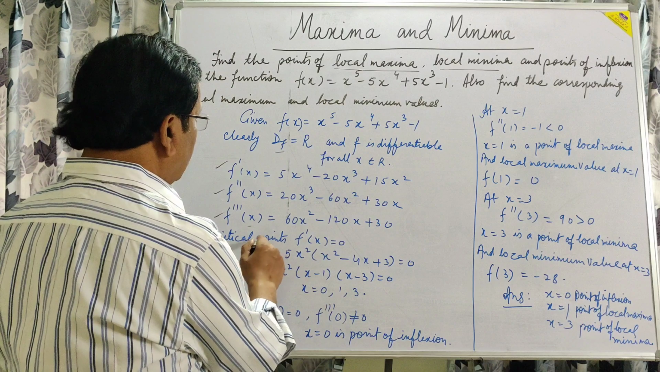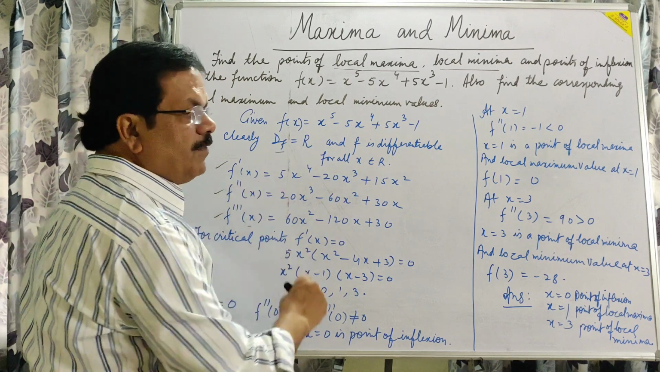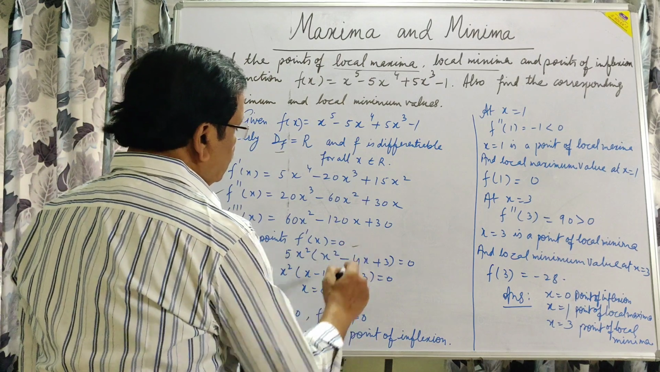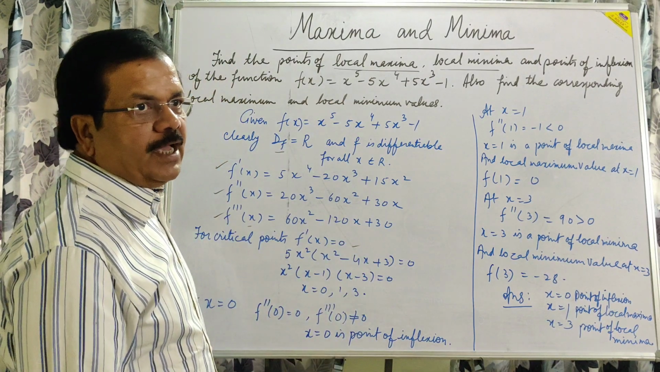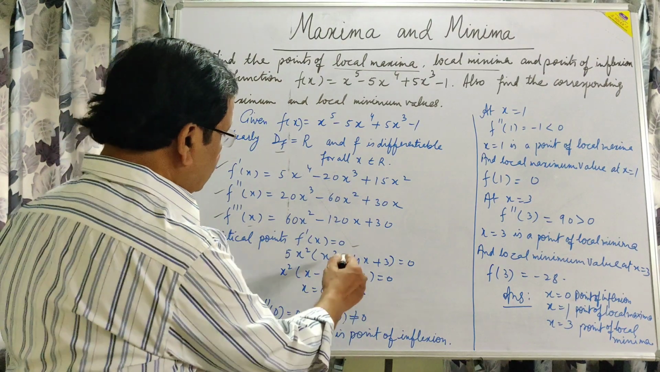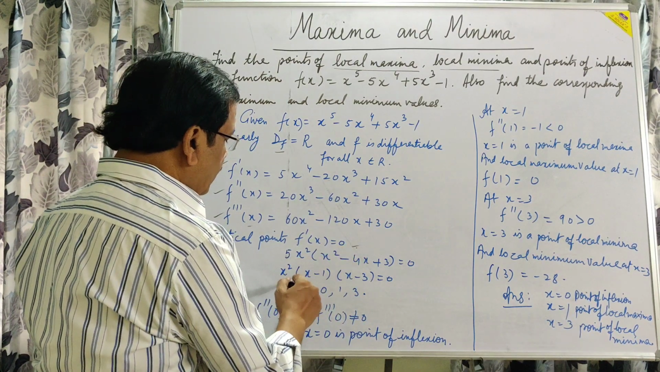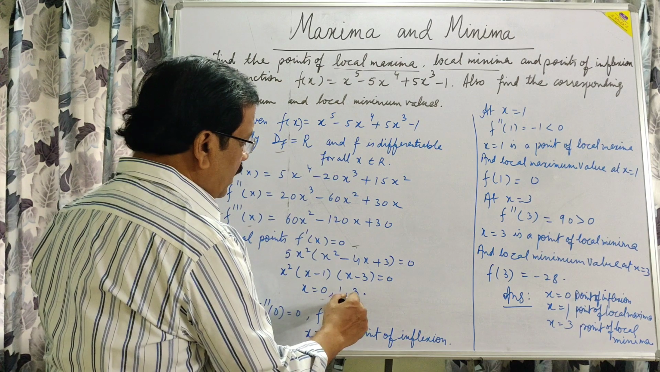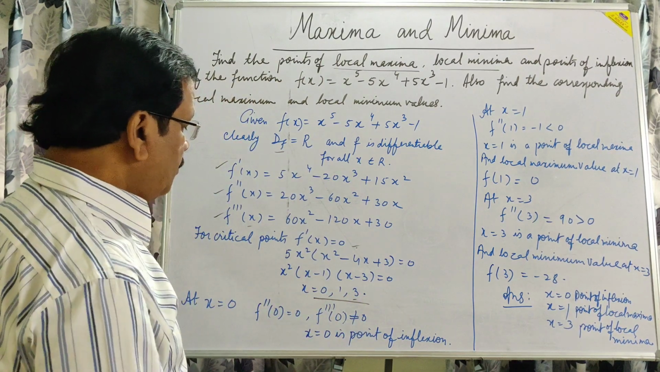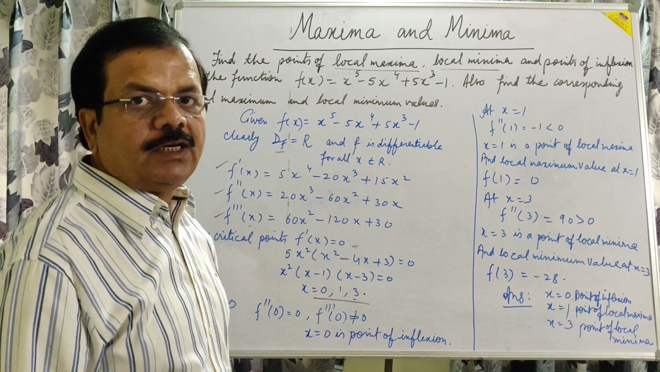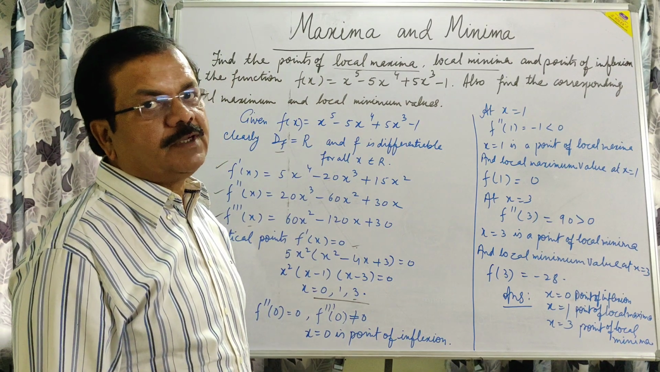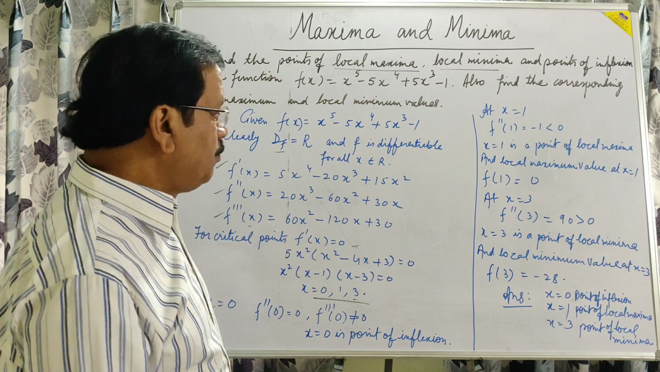Now for the critical points we equate f dash x equal to 0, because there the tangent is parallel to the x-axis, as we just studied. Setting f dash x equal to 0, we get the points 0, 1 and 3. These 3 points on the curve are where we have to discuss which is the point of inflection, which is the local maximum point and which is the local minimum point.